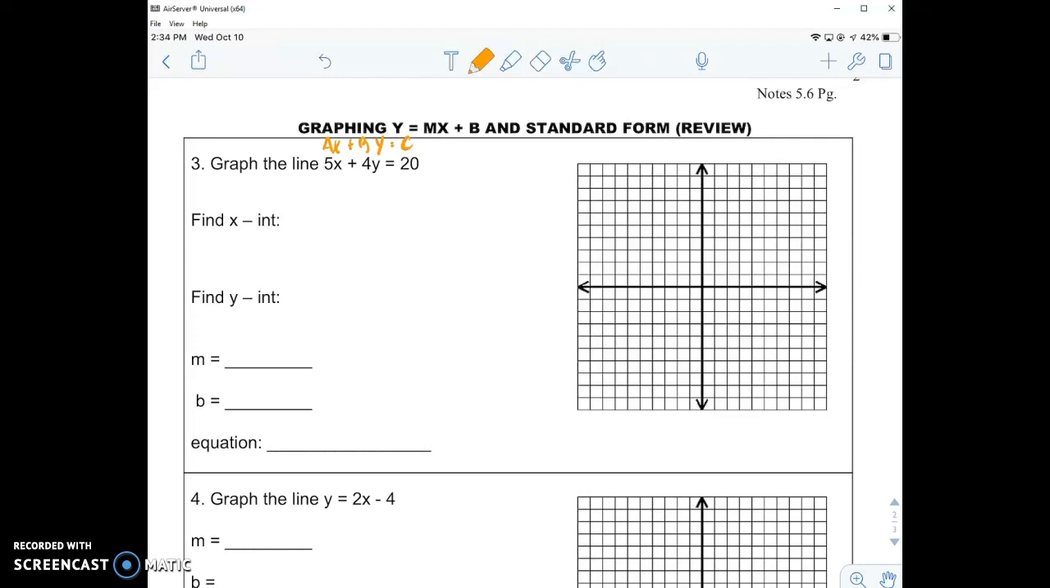In standard form, I'd like to find my x and y intercepts. For an x-intercept, remember that the y value equals 0, so I can cancel out the part of the equation that has y, leaving me with 5x equals 20. If I solve for x, I divide by 5 on both sides and get x equals 4. So my x-intercept is the point 4, 0. I find the point 4, 0 on the x-axis.